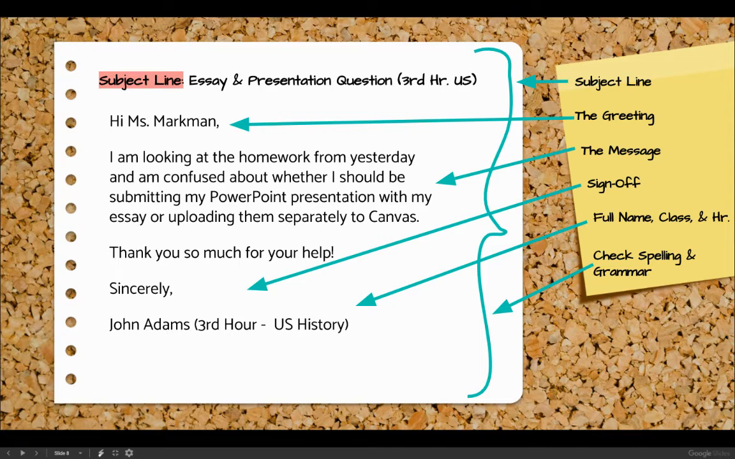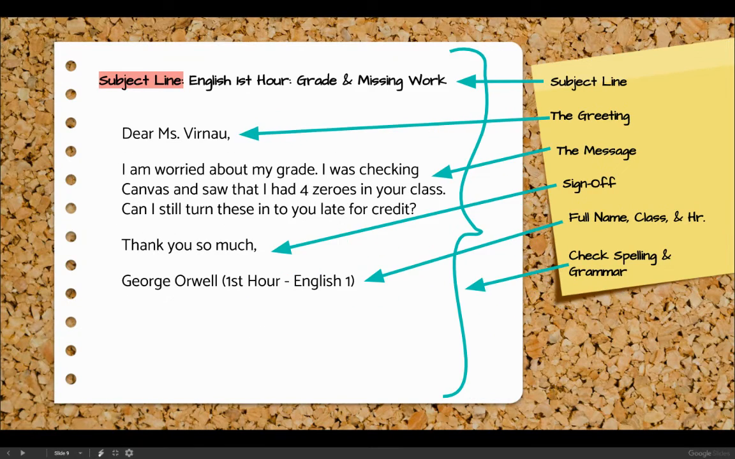They're trying to get their work done and they're not sure how they're supposed to do it, so they've asked their question. So now they've got their sign-off, thanks so much for your help, sincerely, and then they put their name and their class hour. John Adams, 3rd hour, U.S. History. You can tell that they have checked for spelling and grammar because they've got no red squiggly lines. That's all correct spelling. They have correct capitalization, punctuation, all of that looks good. They are ready to hit that send button to ask their teacher for help.